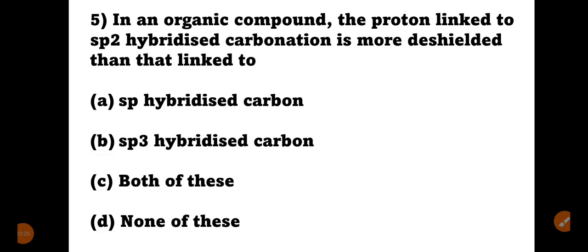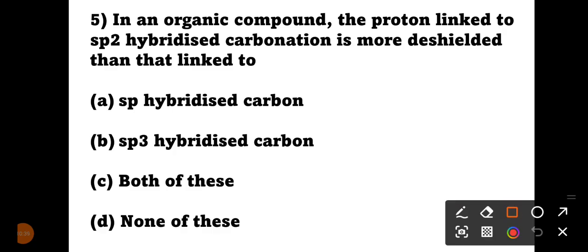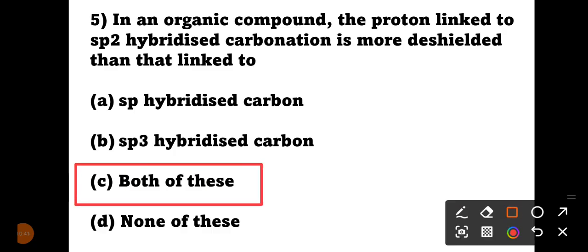So what is the question? The sp2 hybridized carbon's proton is more deshielded. Just now we have seen that in the delta scale sp2 has higher delta values compared to sp and sp3, so the answer is both of these, right? sp2 is first, then sp and then sp3. That is the order of hybridization in the chemical shift.